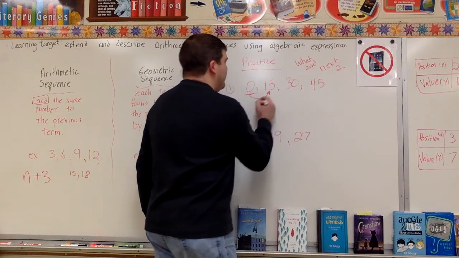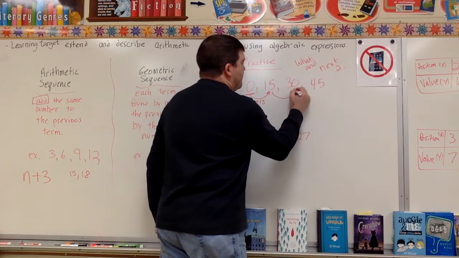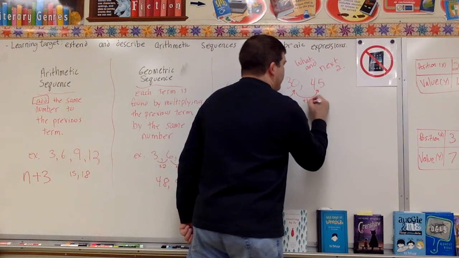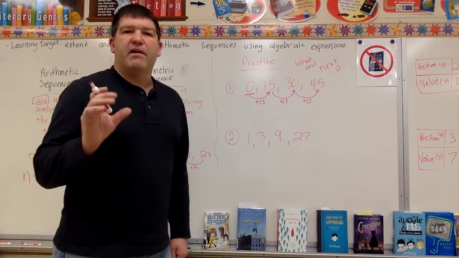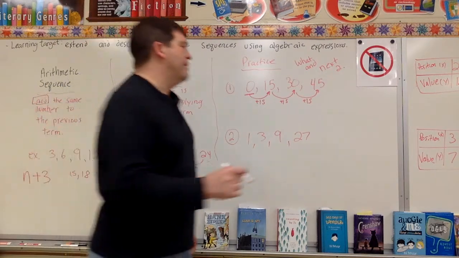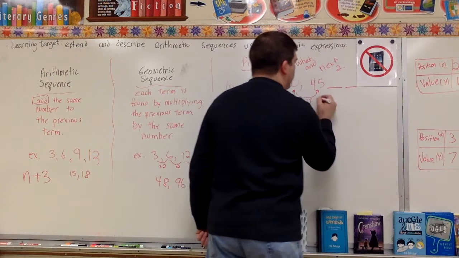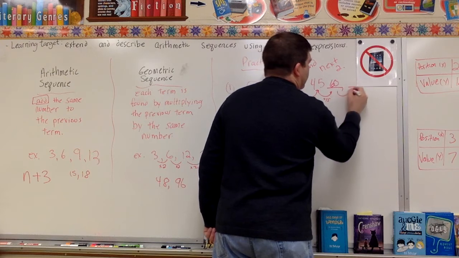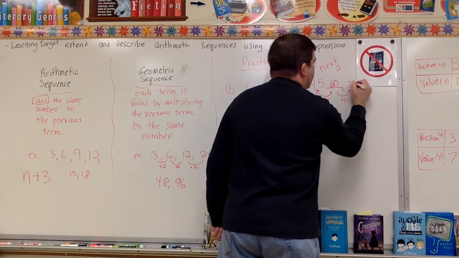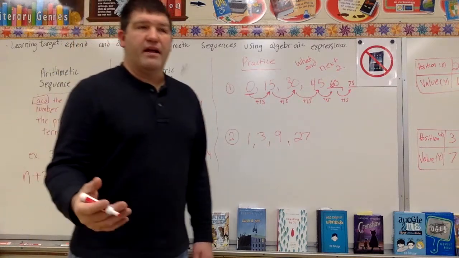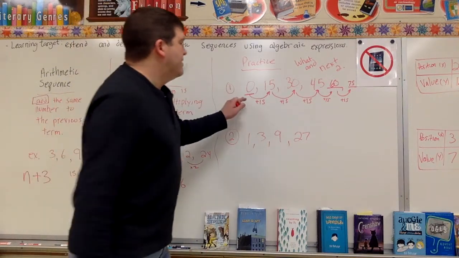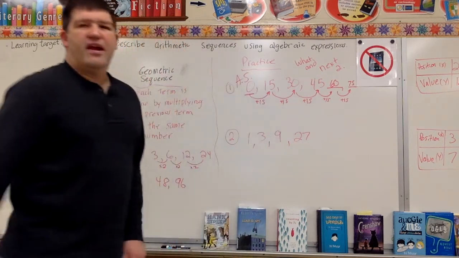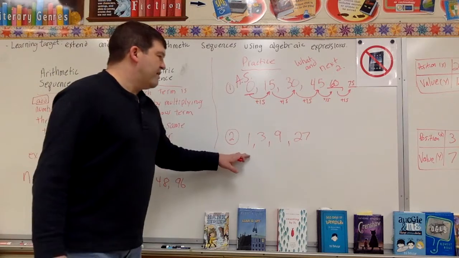So what do I do to go from here to here? Plus 15. Now if this works, plus 15. 15 plus 15 is 30. Plus 15, 45. There's my function. I'm adding 15. So now I'm going to get 2 more. 45 plus 15 is 60. 60 plus 15 is 75. And I could keep going on and on and on. So this is an AS, arithmetic sequence.